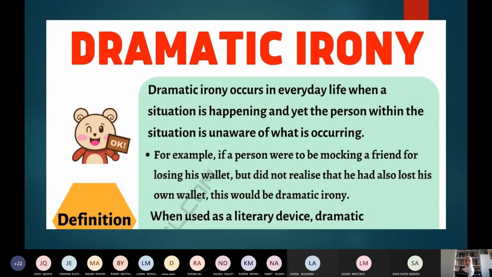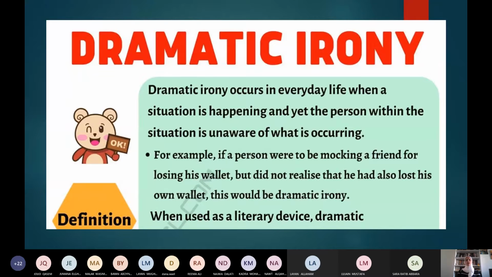Do you remember it, Layan? I think it's when the audience knows but the character doesn't. This is the dramatic. Yes. The situational is when I expect something but the opposite happens. Dramatic irony, as Layan said now, girls.